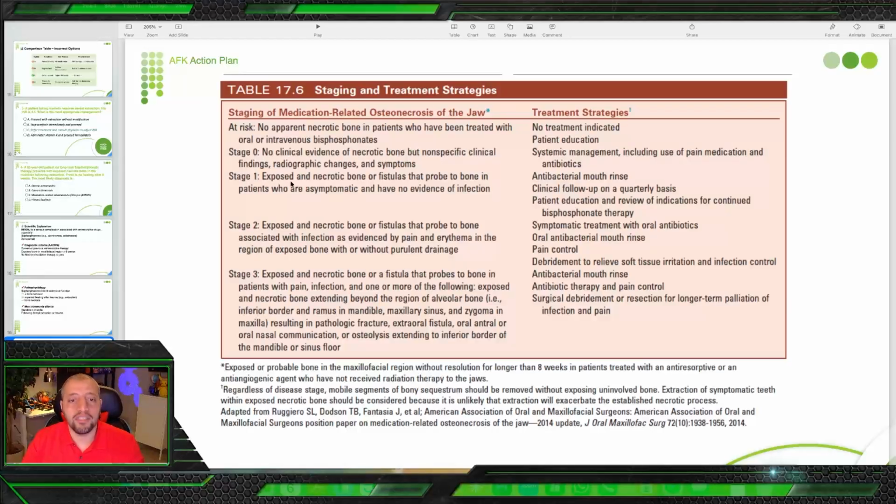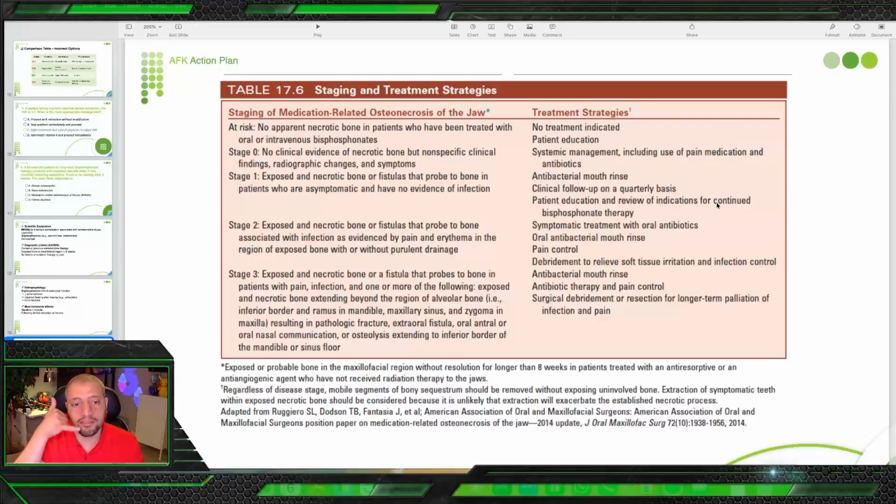Stage 1, where we have exposed necrotic bone or a fistula that probes to the bone in patients who are asymptomatic and have no evidence of infection. Can this happen in real life? Yes, it can. You will see it, trust me. You will see it in Canada, a lot of very weird conditions, but you will see it. Asymptomatic and no evidence. What are you going to do? Antimicrobial mouth rinse, clinical follow-up on a quarterly basis, patient education, and make a phone call to his medical doctor.